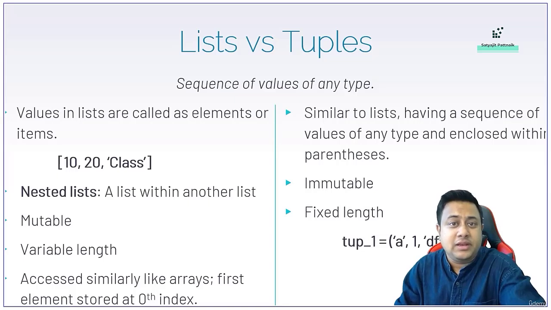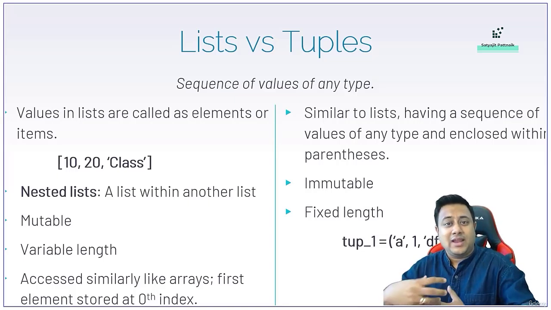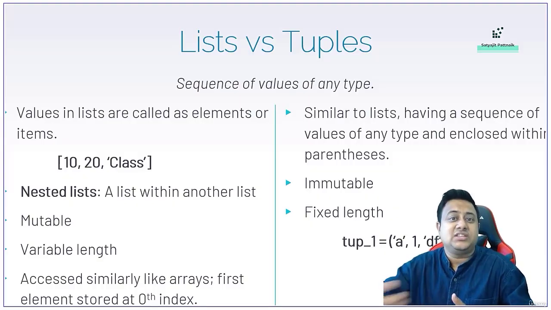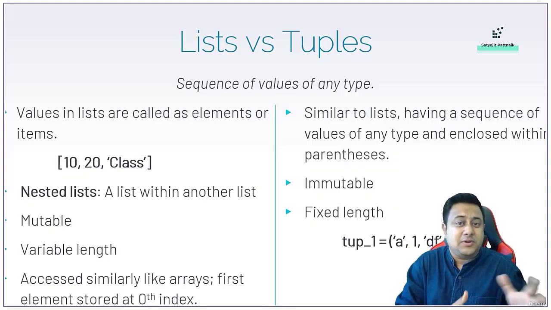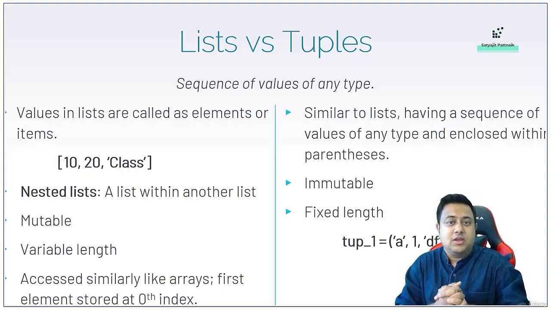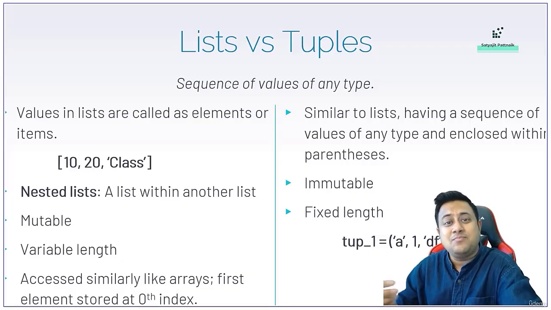Lists are mutable in nature. Mutable basically means you can access the elements and change them. And immutable means you can access the elements but you cannot change them. So lists are mutable in nature and tuples are immutable in nature.